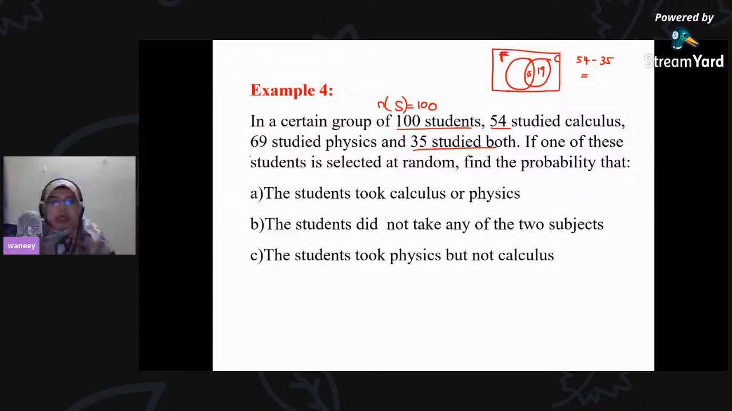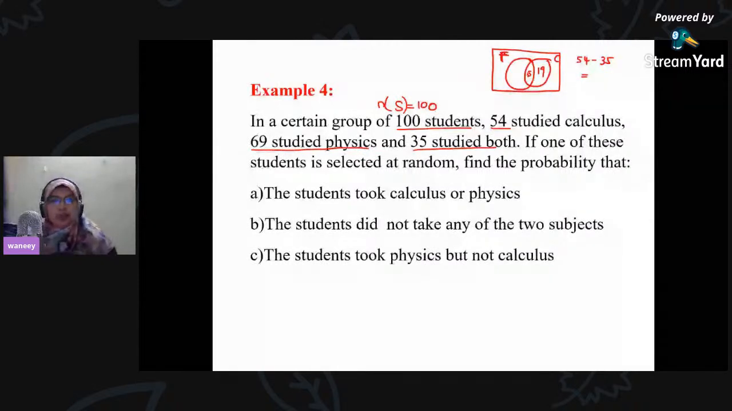And then 69 studied physics. So we have 35 students who studied both. So that means the student who only studies physics is 34.